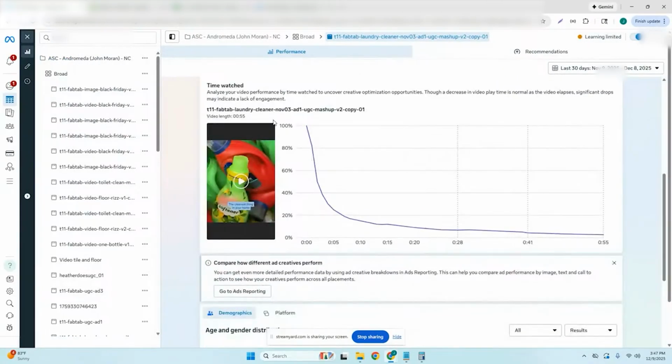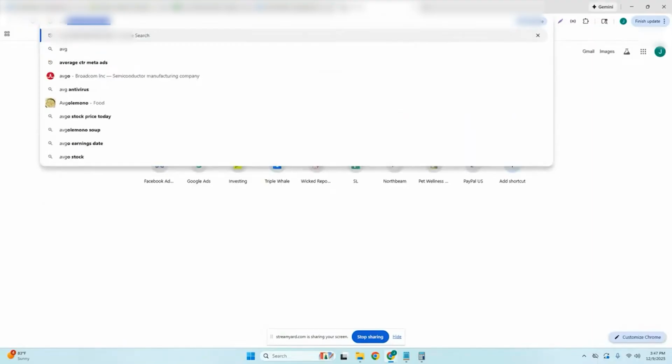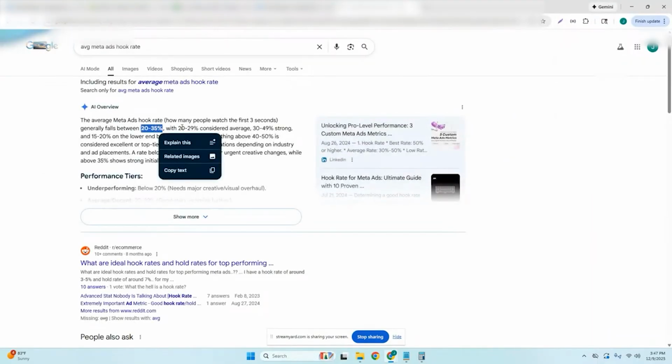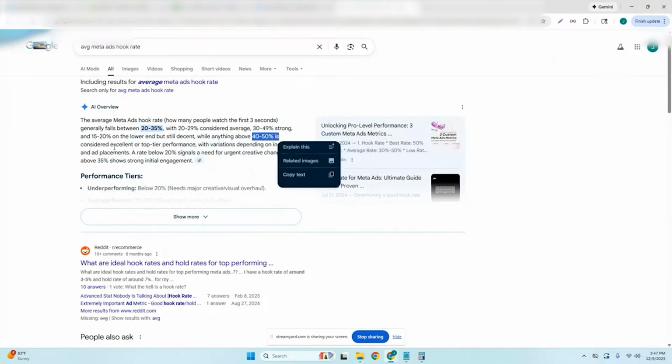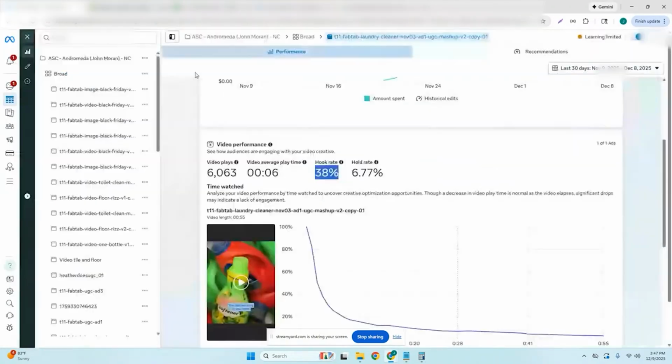Well, I'm spending on a 38% hook rate. Well, that's cool. What is the average Meta ads hook rate? Well, the average Meta ads hook rate is 25 to 35. 20 to 29 is average, 30 to 49 is strong, and then the 15 is on the lower end. Anything above 40 to 50 is considered excellent or top tier. Okay, cool. Well, I'm like 2 basis points away from excellent. So you're telling me that I'm spending money on users who say my ad is excellent and Meta says it's not working? Well, that doesn't seem right.